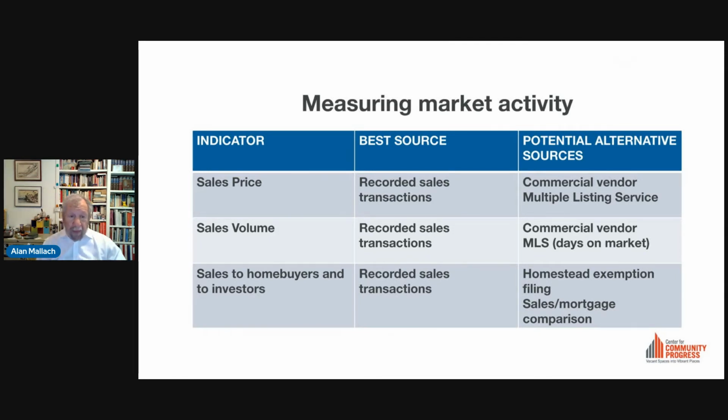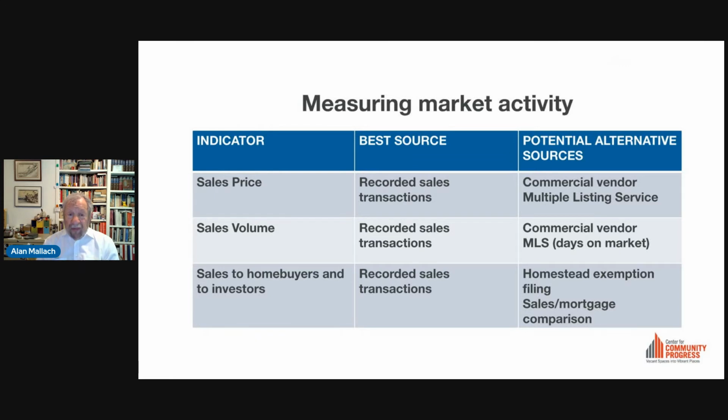Basically, here are the three biggies. I mean, you can look at other factors, but these are the three major ones. What prices are houses selling for? How many houses are selling? And who is buying? Are they home buyers or investors?